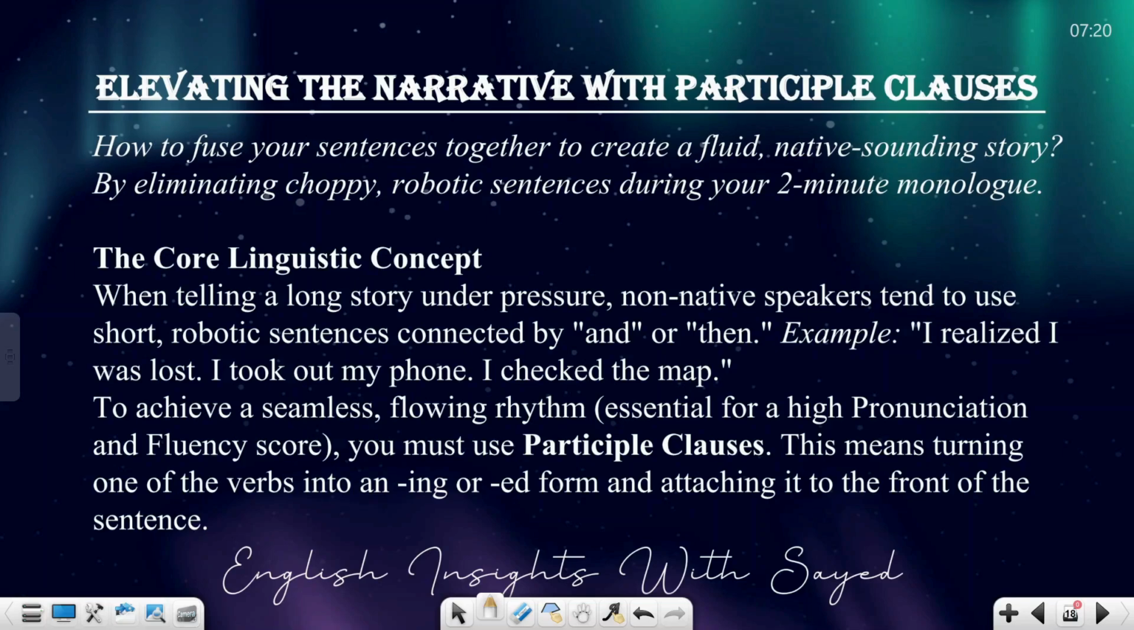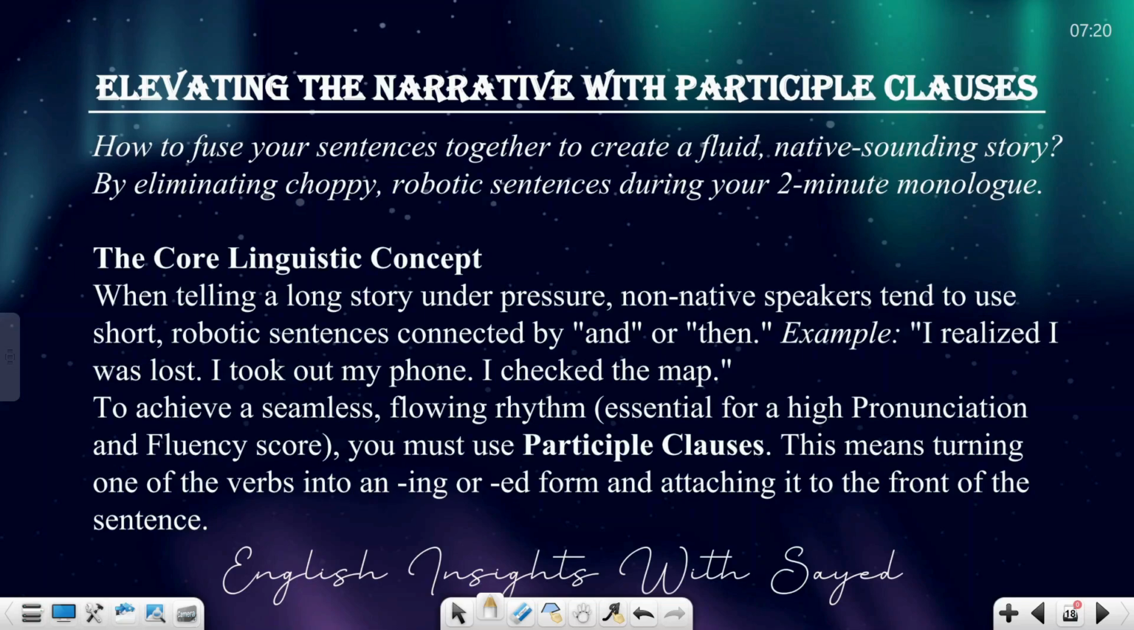The core linguistic concept is this: when telling a long story under pressure, non-native speakers tend to use short robotic sentences connected by and, then, and. For example, I realized I was lost. I took out my phone. I checked the map. In between, many students would say, and I took out my phone and I checked my map, like this.